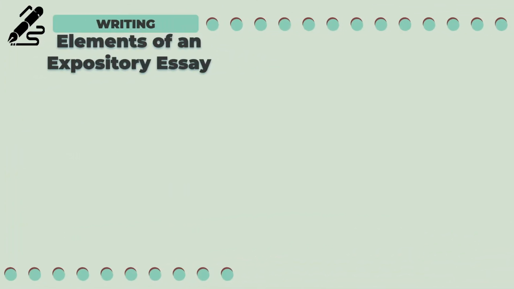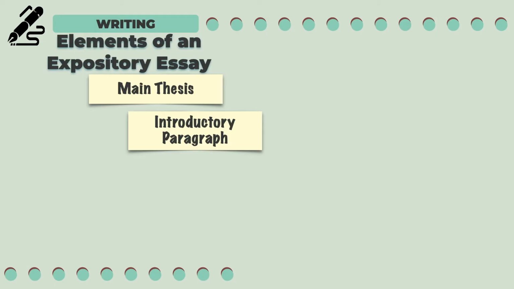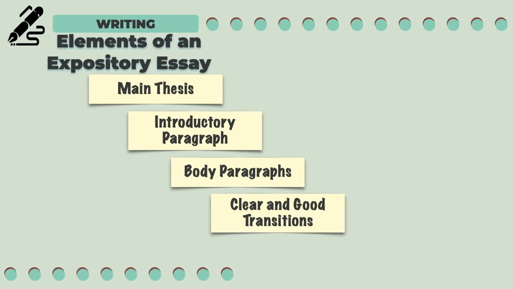All of the patterns of developments need to be organized according to the requirements of an expository essay in order to maintain a smooth flow of ideas. The following are the elements of an expository essay: main thesis, introductory paragraph, body paragraphs, clear and good transitions, and concluding paragraph. Let's discuss them one by one.